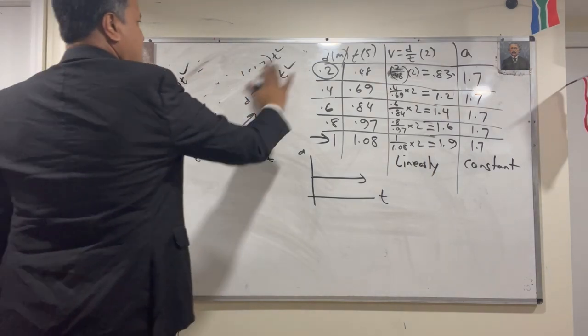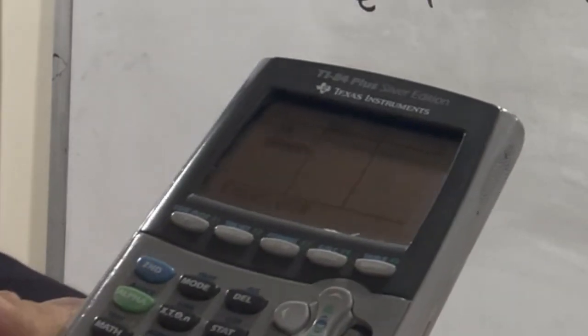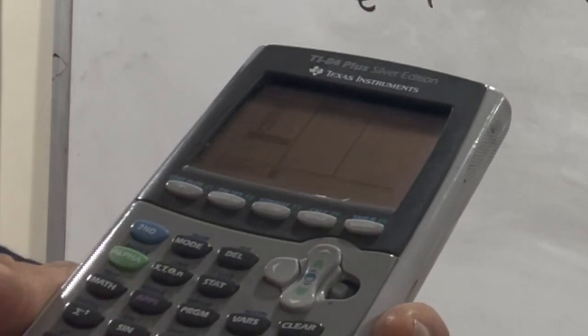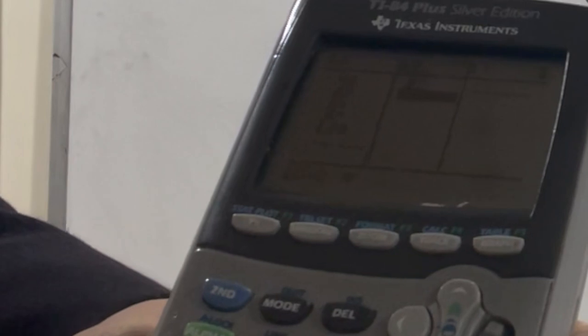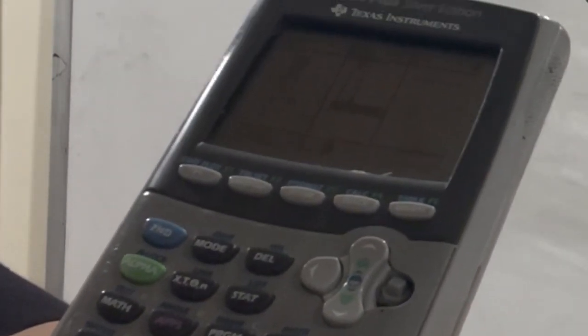And what is this one? This one is V equal to 0.48, and then 0.69, and then 0.84, and then 0.97, and then 1.08. Okay, now let's put the velocity. Velocity is, what is it, 0.83, 1.2, 1.4, 1.6, and 1.9.